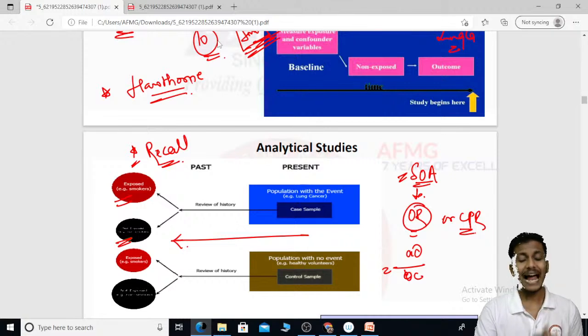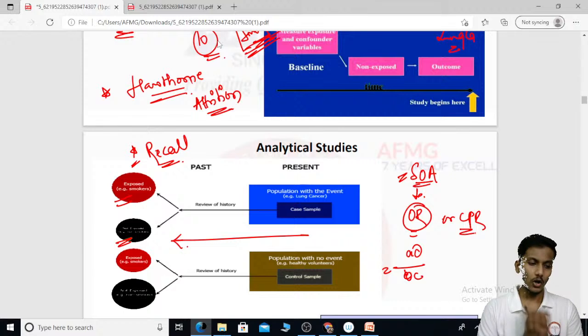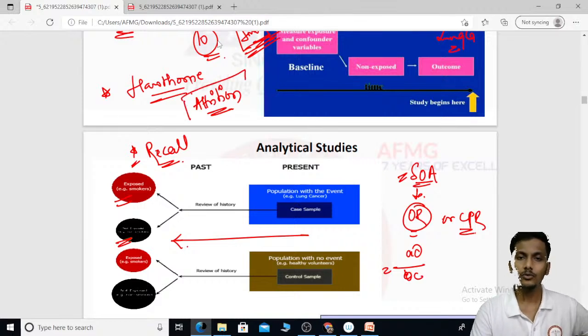Yes, very good Komal. Attrition bias is also seen in cases of cohort study. Please remember, attrition bias is also seen in cases of cohort study. Attrition is, for example, a loss to follow up, because in cohort study usually you have a longer follow up to take. So if the investigator fails to take the follow up, if there is any loss of follow up, this is known as the attrition bias, which is also seen in cases of cohort study.